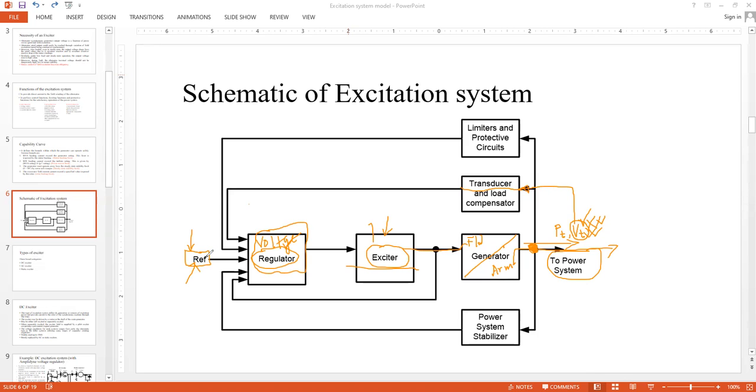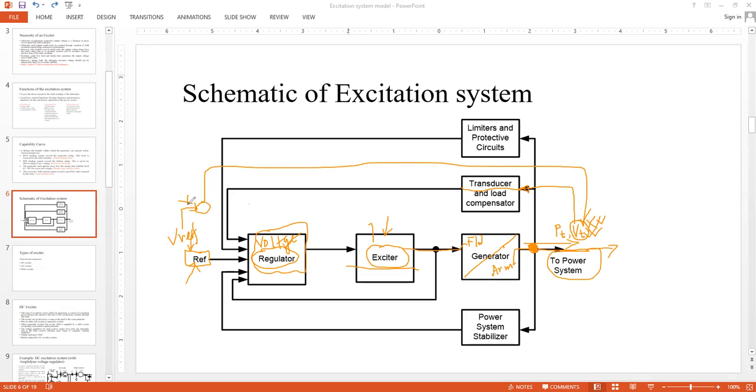So whenever there is any deviation between this VREF, let's say this is VREF, and whatever VT is available here, so let's say there is a comparator, and this value, this VT, is fed to this point.